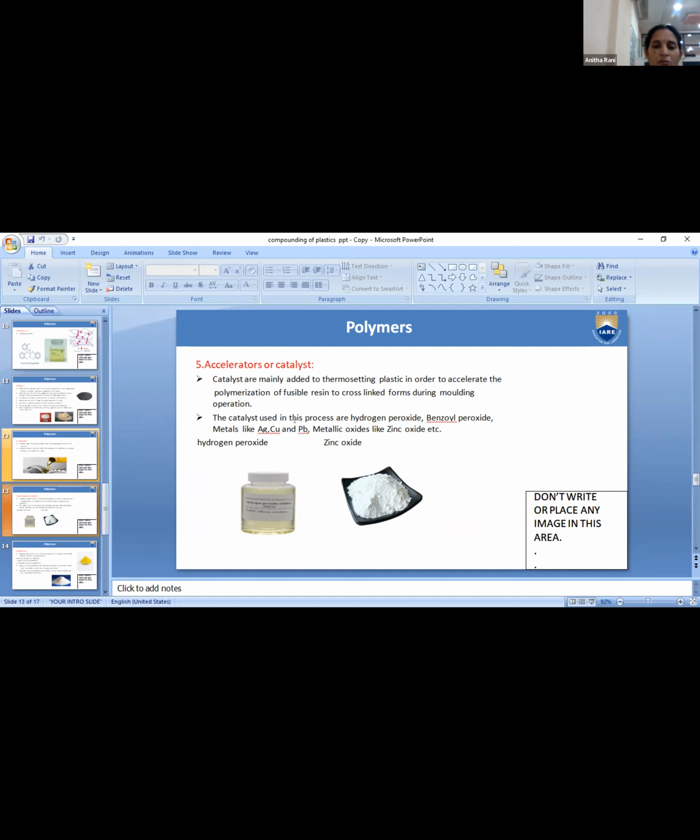So the catalyst we are using in this process is hydrogen peroxide. We can use benzoyl peroxide. And we can use metals like silver, copper, and lead. And metallic oxide, zinc oxide. I gave the example zinc oxide. So students, remember three catalyst examples: hydrogen peroxide, benzoyl peroxide, and zinc oxide. So we will use the catalyst to convert a fusible resin to cross-linked forms during molding operation. Most of the time we will use it for thermosetting plastics.